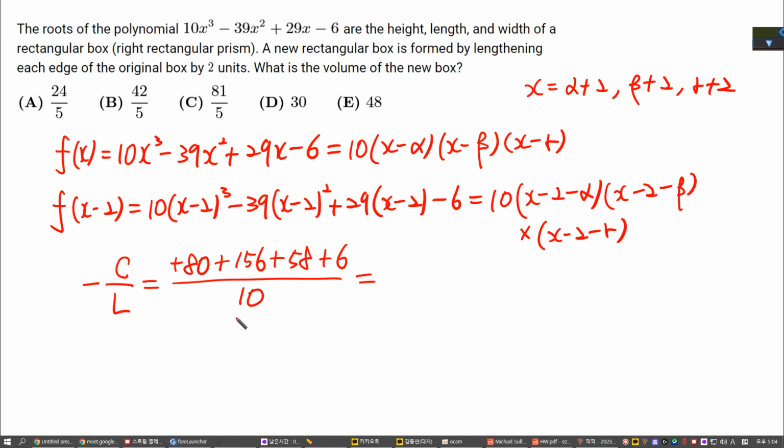What's the sum of these four numbers? Can you hear me? Yeah. What's the sum of these four numbers? That's 300. So divided by 10 is, yep. So the new volume is 30.